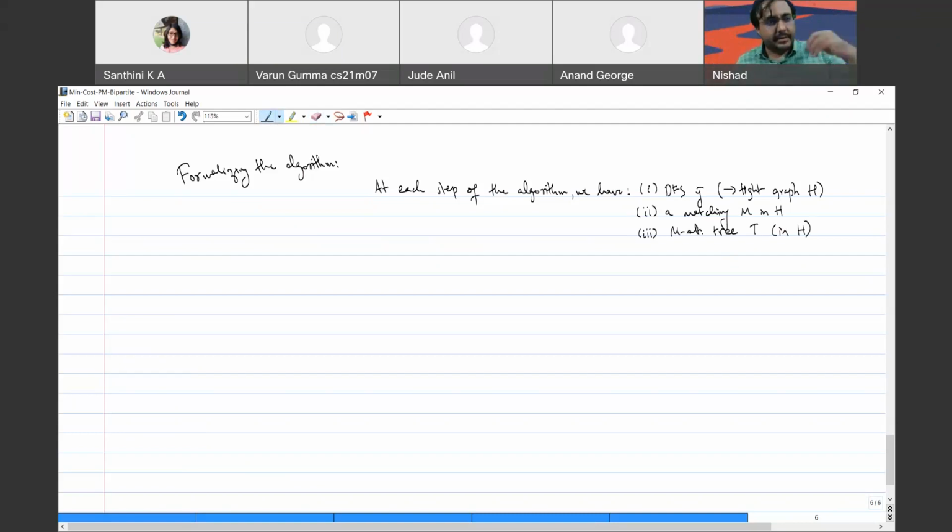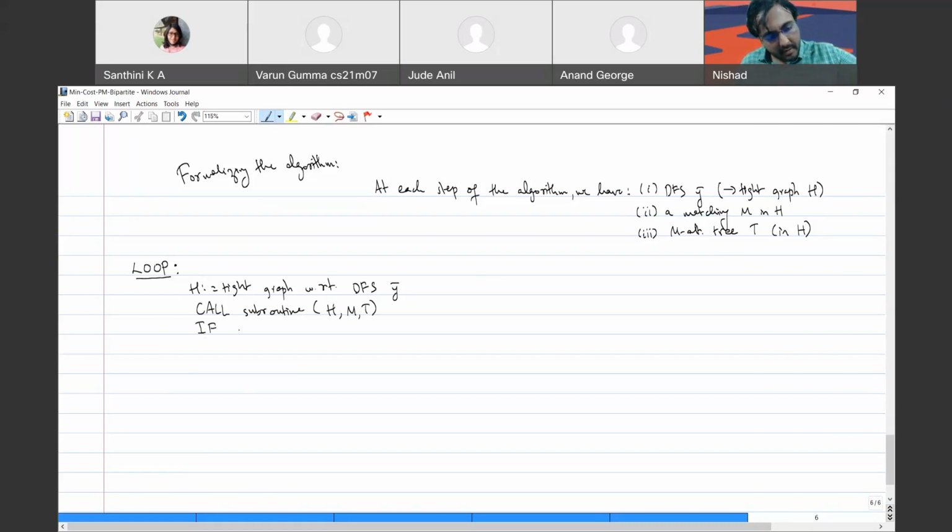And when we have these three things, let's write down what it is that we are really doing. So here is our main loop. We compute the tight graph given the dual feasible solution. And we call the subroutine with H, M, and T. Okay. And we've got three outcomes.